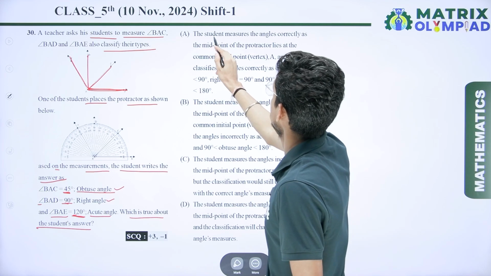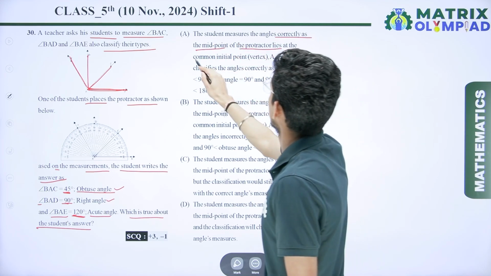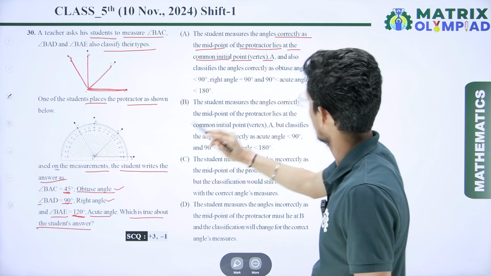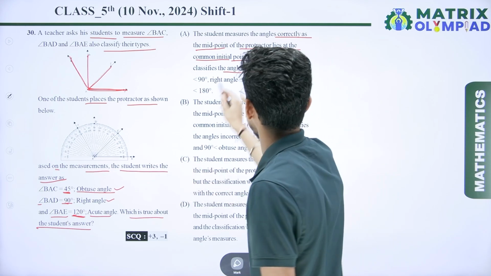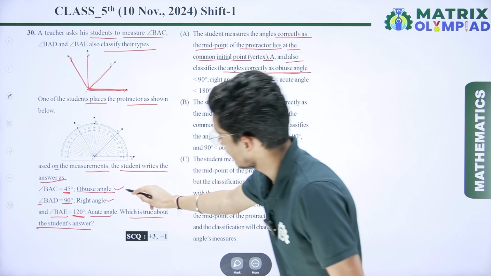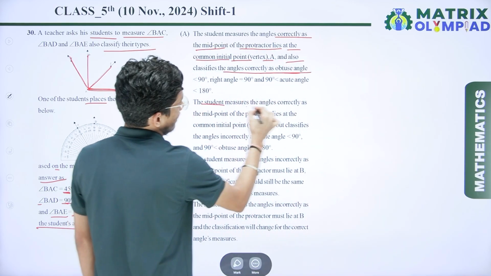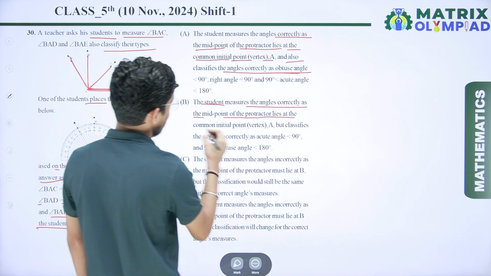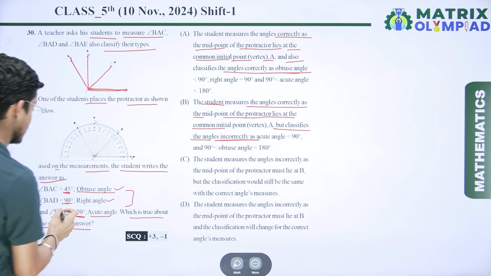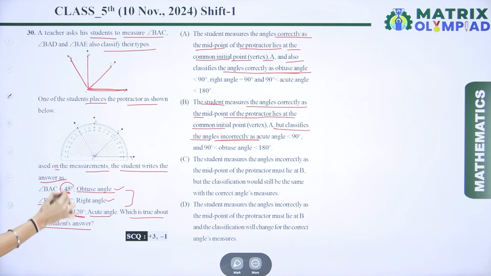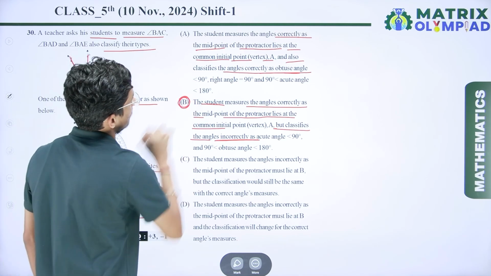Option A says the student measured the angles correctly, as the midpoint of the protractor lies on the common initial point, vertex A, and also classified the angles correctly. No, this one is wrong because the student classified incorrectly. Option B says the student measured the angles correctly but classified the angles incorrectly. Right, because 45 degrees is an acute angle, but here the student classified it as obtuse angle. So option number B is the correct answer.